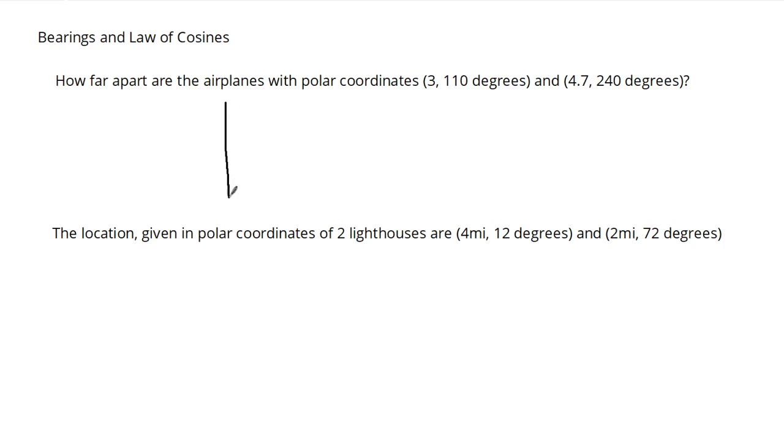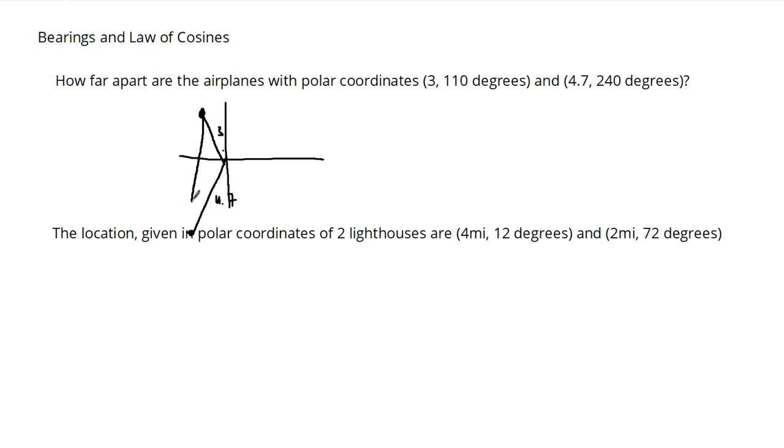How far apart are the airplanes with polar coordinates? 3, 110. Let's draw first. 3, 110, so it'll probably be right there. And then 4, 240. It'll probably be right there. So 3, 110 and 4, 240. How far are the airplanes? How far is it in the middle?